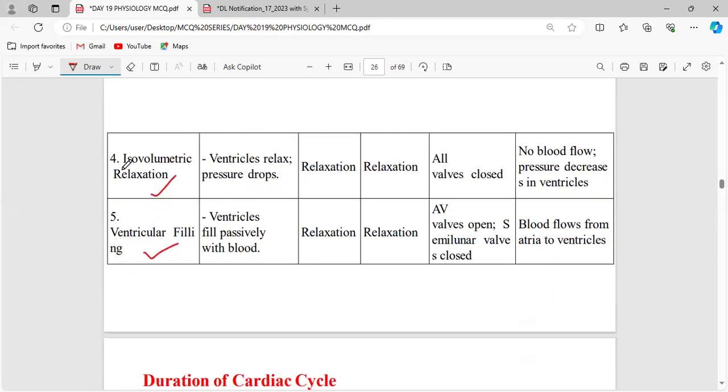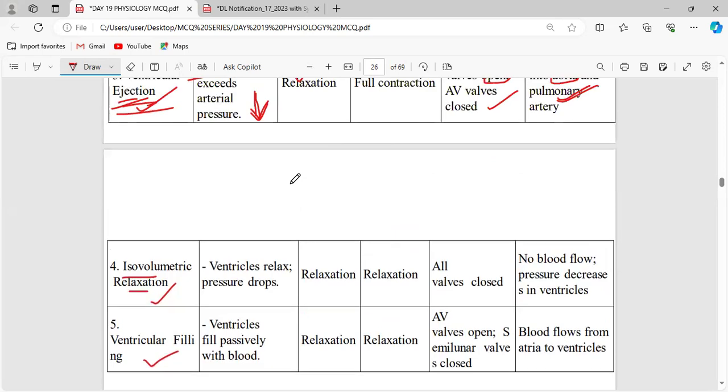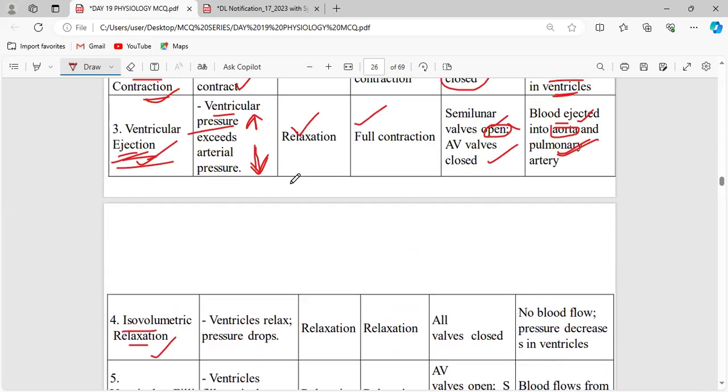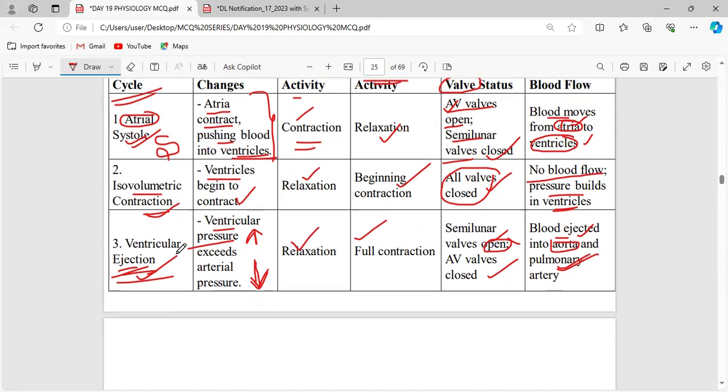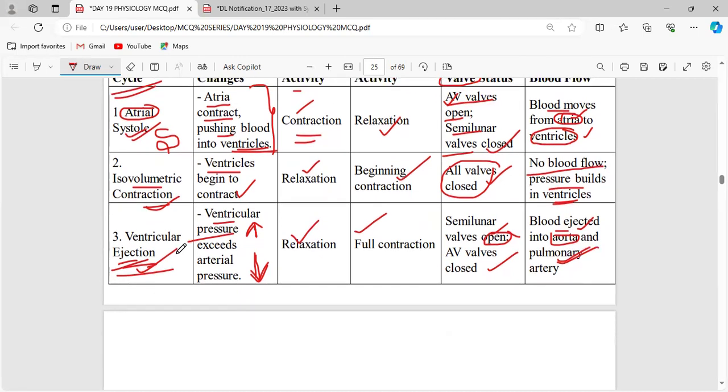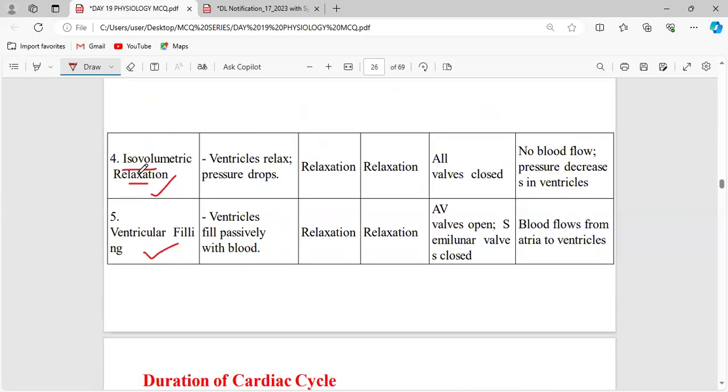Now, what is isovolumetric relaxation? See, you should know the order of the phases, and the important events happening in each phase. We have studied the first phase as atrial systole, the second phase as the isovolumetric contraction, and the third phase as the ventricular ejection. The fourth phase will be the isovolumetric relaxation.